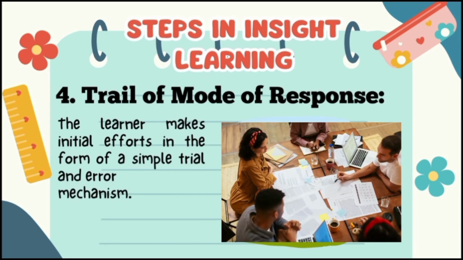Fourth, we have the trial of mode of response. The learner begins trying out the possible solutions they have thought about. Although limited, these small trials help guide them toward the correct solutions. For example, the student tries applying a familiar formula to a new math question. It means that trying the familiar formula helps guide them toward the correct solution and the correct formula to use.